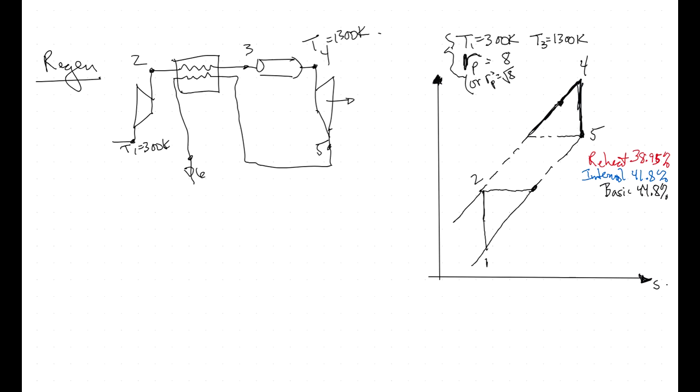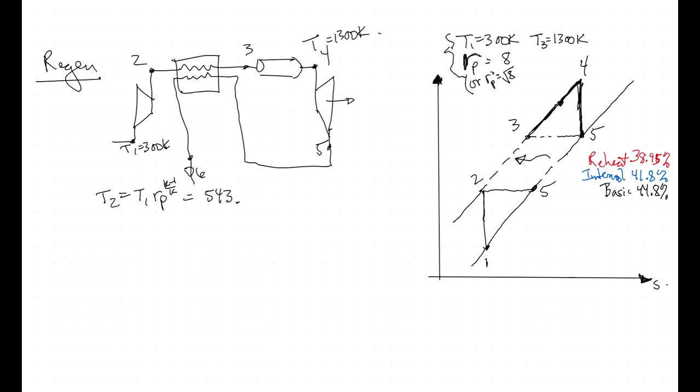So the dashed lines in the middle, that's the regenerative process. That's where heat from 5 to 6 is raising the temperature of the incoming flow from 2 to 3. Okay. So T2, just like the basic Brayton cycle, it's a single compressor. So it's going to be T1 times my original RP of 8 to the K minus 1 over K. It's going to be equal to, again, 543 point something.